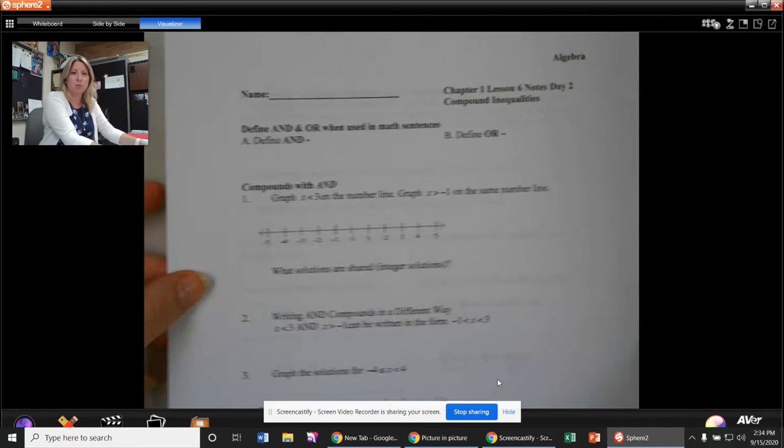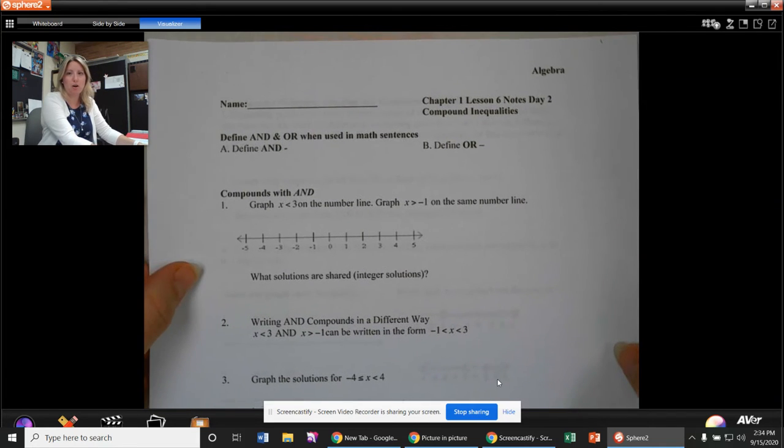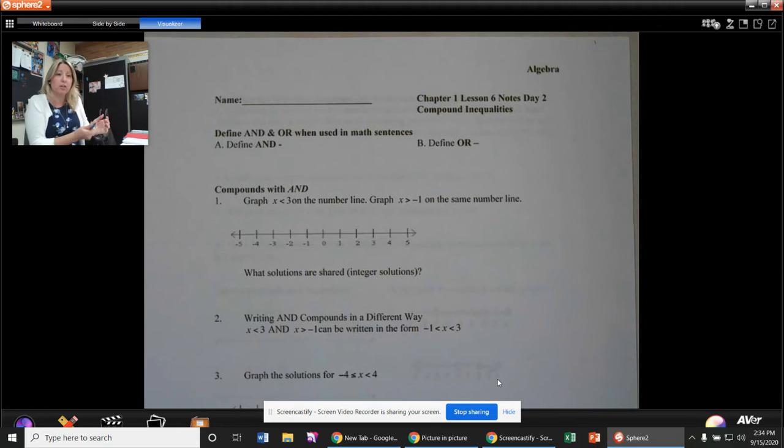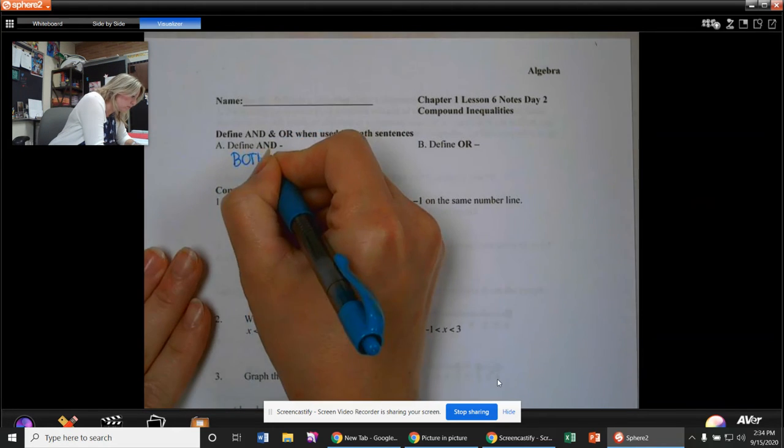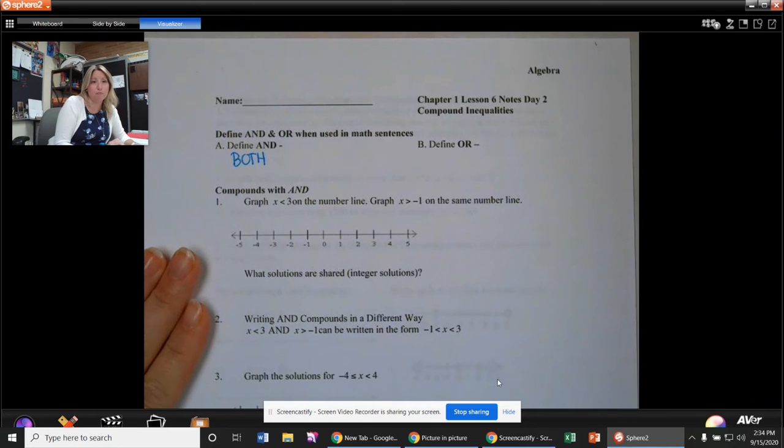So today, when we're talking about inequalities, we're going to talk about just graphing or interpreting the number lines, the solution sets of compound inequalities. Compound inequalities are when we deal with "and" or "or" situations. So when we define "and" when it's used in math sentences, we mean both situations have to be true.